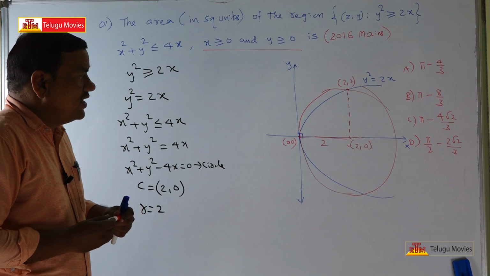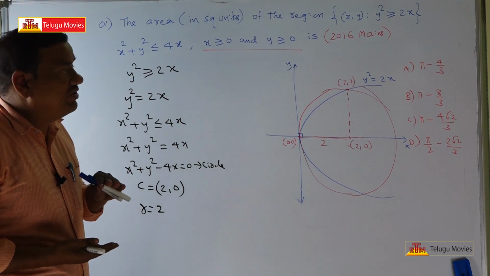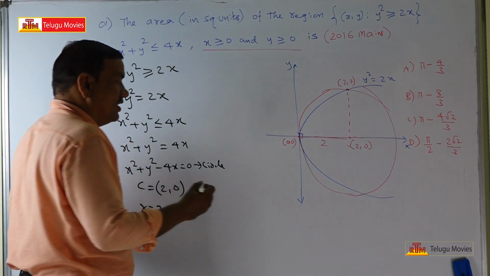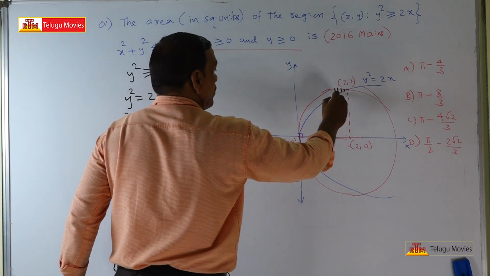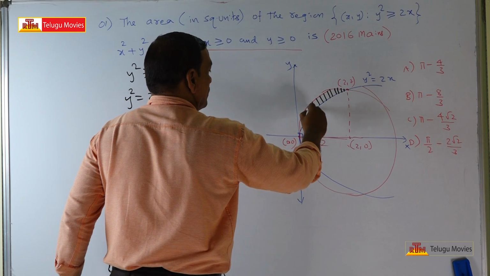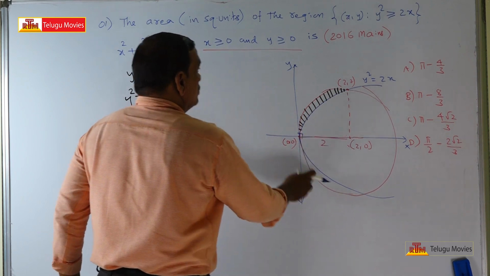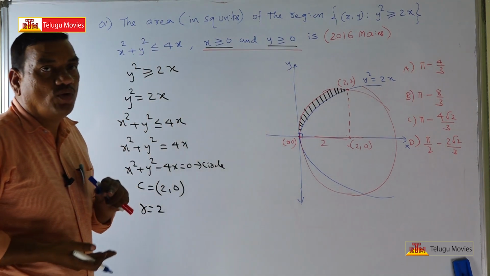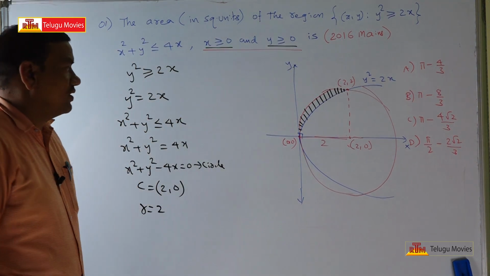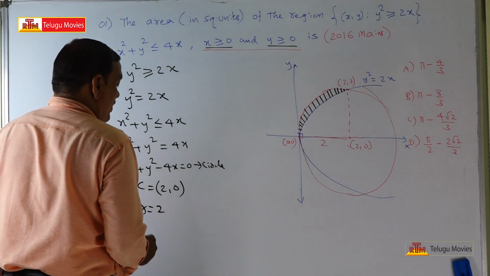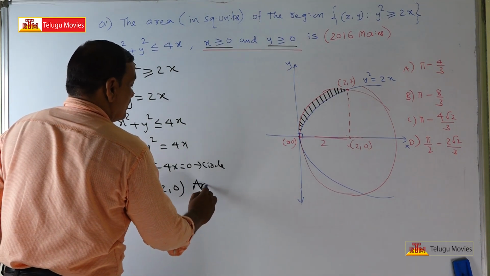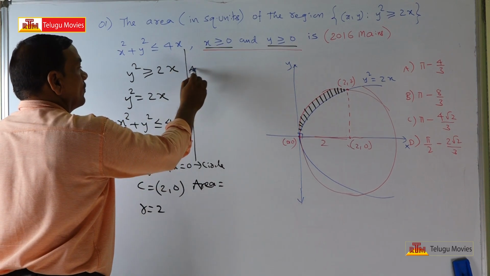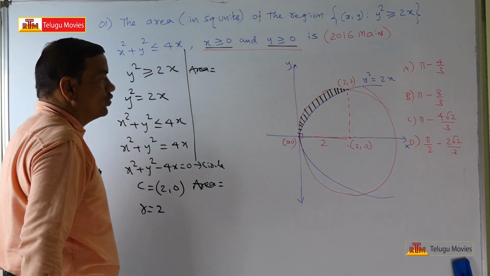It's clear. So what is the area enclosed between the circle and the parabola? If you observe, this will be the region. Only the first quadrant you have to take. Why? Because x greater than or equal to 0, y greater than or equal to 0. That area only you have to take. Observe. Now I am going to find out the area of the region. So what is the area of the region? That is equal to, I will do like this.